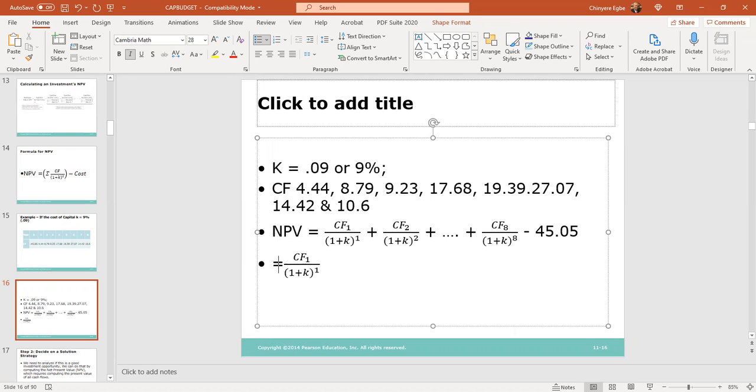So the first cash flow is 4.44 divided by 1.09. And then the next one is 8.79 over 1.09 to the power 2. All right, so you can see where we're going with it. And then the next one will be 9.23 divided by 1.09 to the power 3.